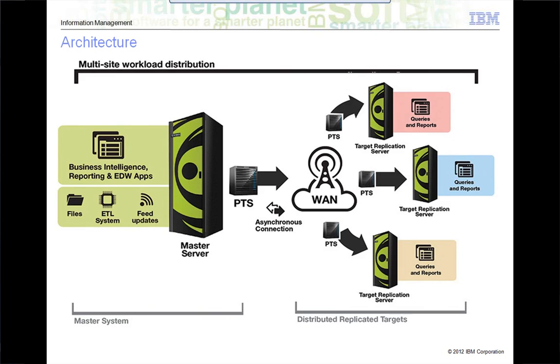So that will be captured onto the PTS, and it will flow from the master to the subordinates. So from the master PTS over the customer's WAN to the subordinate PTS, and the transactions will be played on the target Netezza appliance. So you could use the target appliance for load balancing.